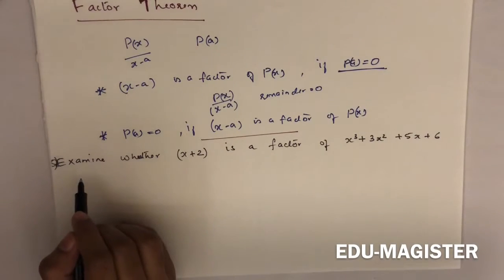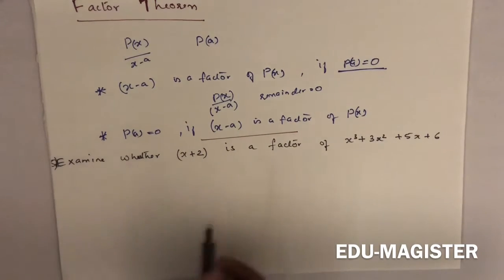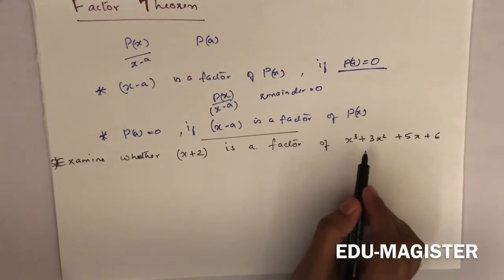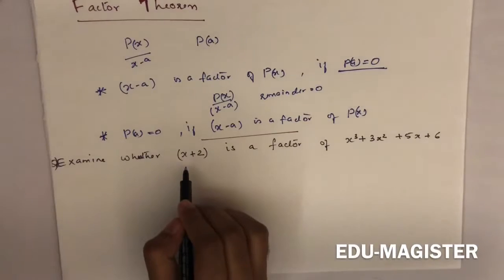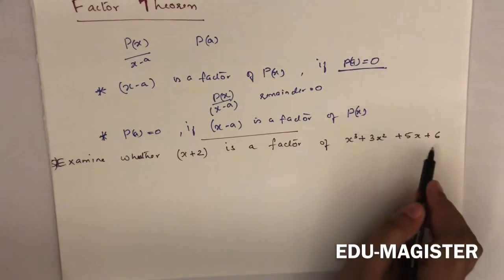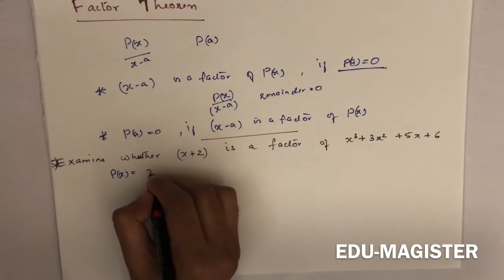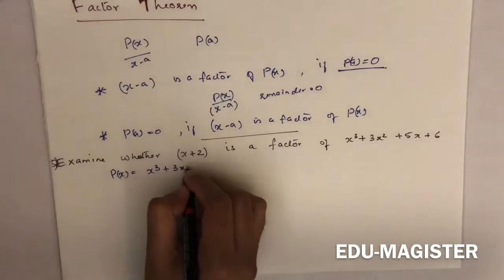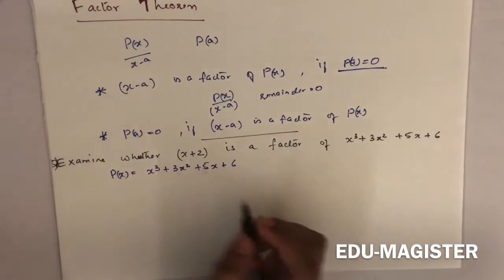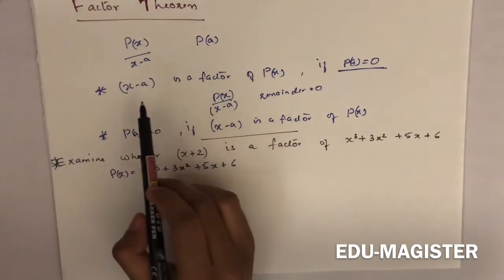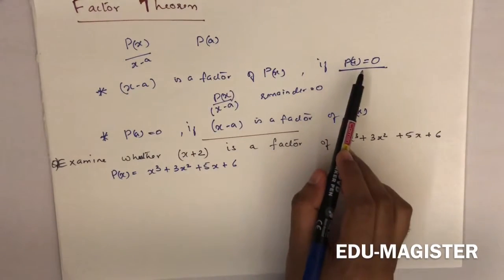Let's do an example to understand factor theorem better. Here is the question. Examine whether x plus 2 is a factor of x cubed plus 3x squared plus 5x plus 6. So we need to check if x plus 2 is a factor of this polynomial. Okay, so let's name p of x is equal to x cubed plus 3x squared plus 5x plus 6. Now, as per factor theorem, x minus a is a factor of p of x if p of a is equal to 0.